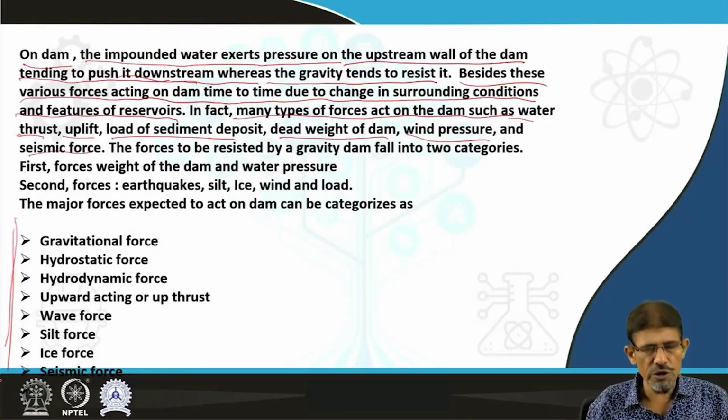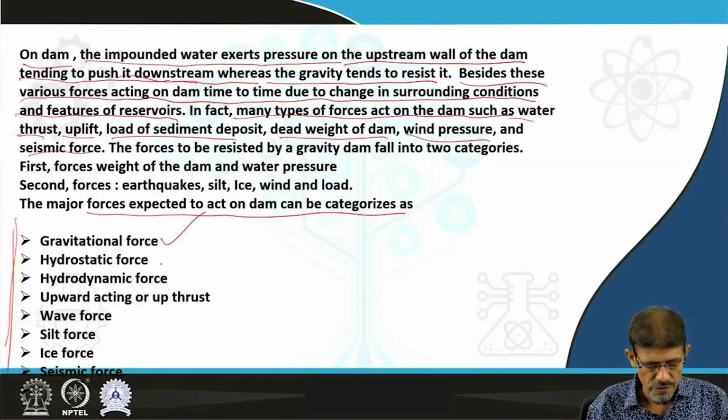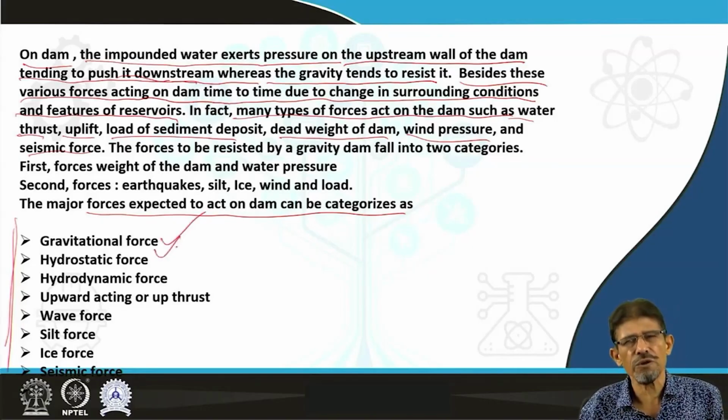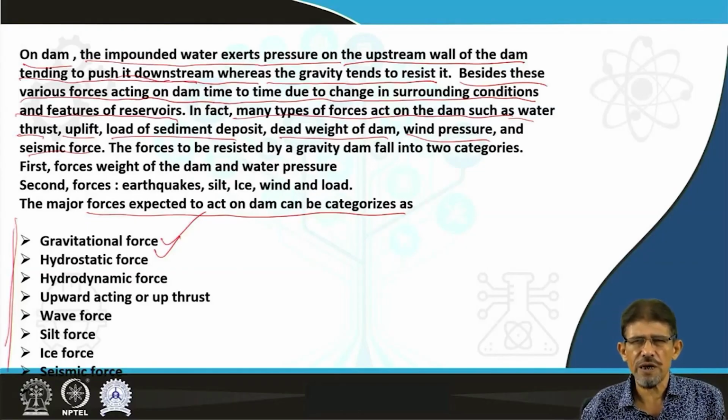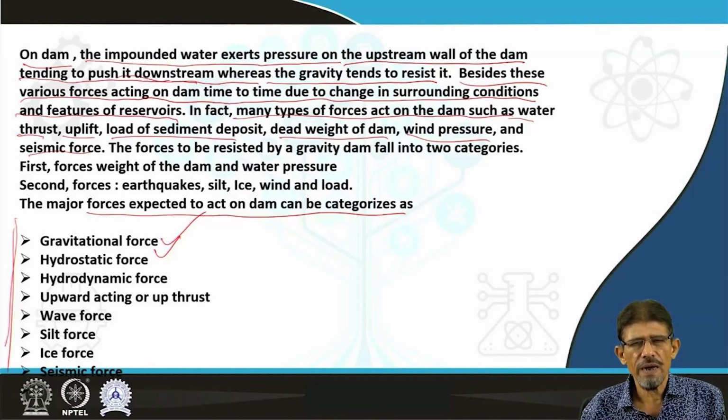Broadly, the major forces expected to act or acting on a dam can be categorized as gravitational force, hydrostatic force, hydrodynamic force, wave force, silt pressure or silt force, then ice force, then seismic or earthquake force, etc. These are some major forces acting on a dam due to the presence of water, due to the body of the dam, due to accumulation of erosional material, due to change in temperature, formation of ice on the top of the dam, and due to earthquake or vibration caused by bombing and others from the enemy side.